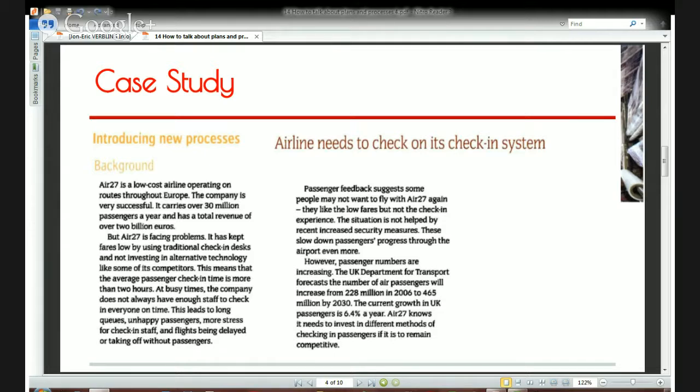Stop. No, just to ask you, what does that first paragraph mean in simple terms? In the simplest terms, what kind of company is Air 27? How would you describe it as a company? Is it like anything you know? Well, it's a flight company. Big or small? Bigger. Low-cost airline, so low-cost company. Small company.